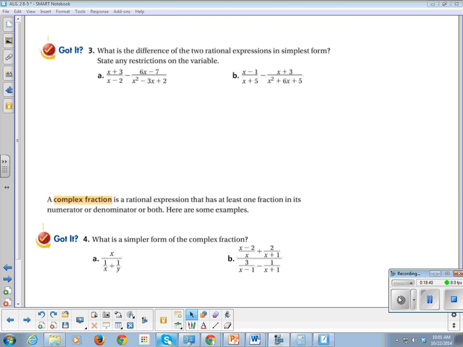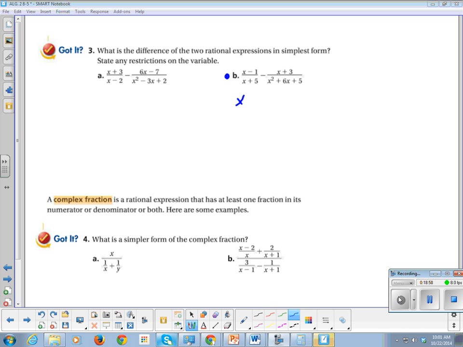All right, we have two more examples. One is finding the difference. The last problem we found the sum. This problem we're going to find the difference. And then we're going to apply common denominators to complex fractions. So let's do B. Last time we did A.